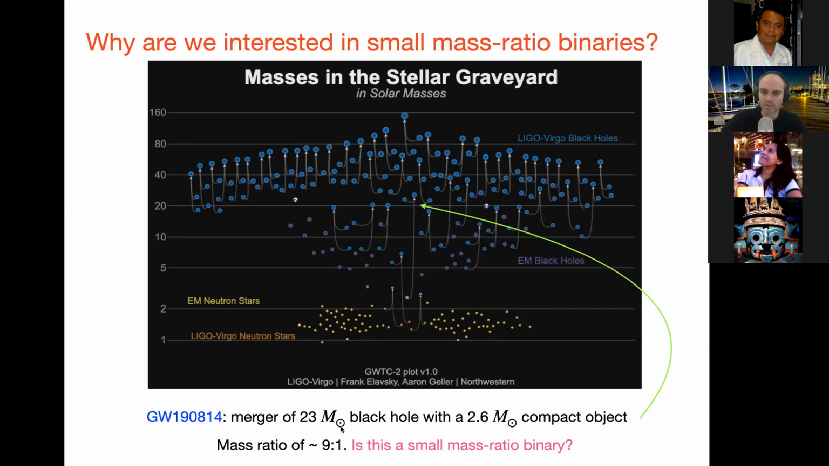And so if you look at that system, that has a mass ratio of 1 to 9. So that's the most extreme system that we've seen so far in the data that at least has been released. And an interesting question is, at least for the purposes of perturbation theory, is that going to be a small mass ratio binary? Could we model something like that with perturbation theory? We'll come to an answer to that towards the end.